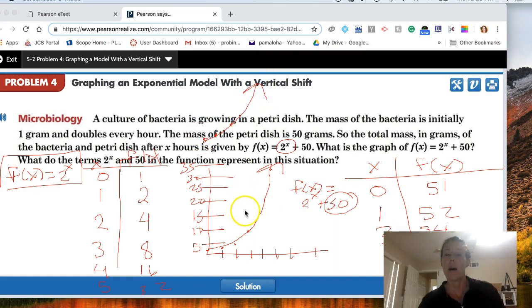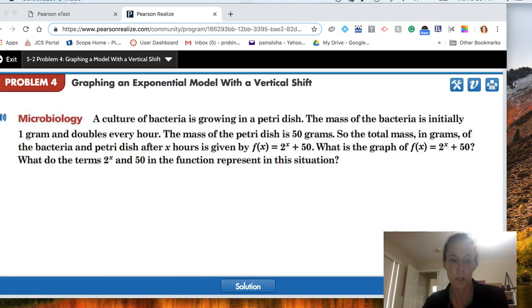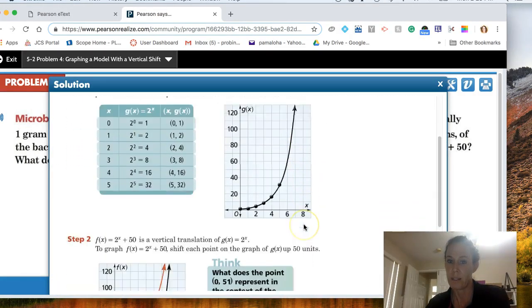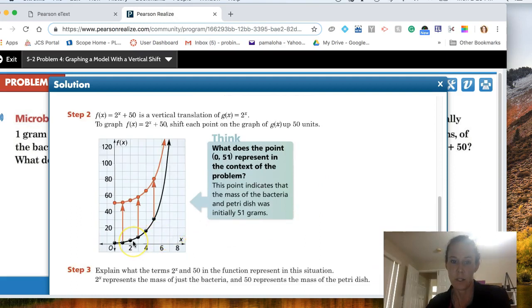Okay? And then remember, the 2 to the x represents the mass of the bacteria that doubles every hour. And then the 50 represents the weight of the Petri dish. So this is just the bacteria. This is the Petri dish plus the bacteria. And if you look at the solution and not my ugly drawing, there's the initial 2 to the x, and then here is the 2 to the x plus 50. So instead of being down here, you're all the way up here.